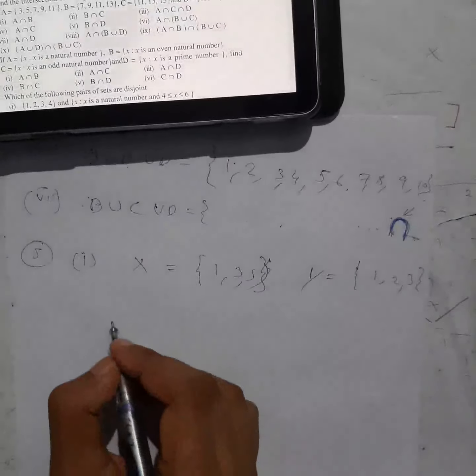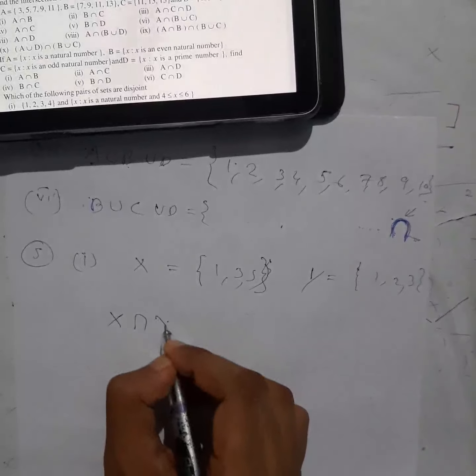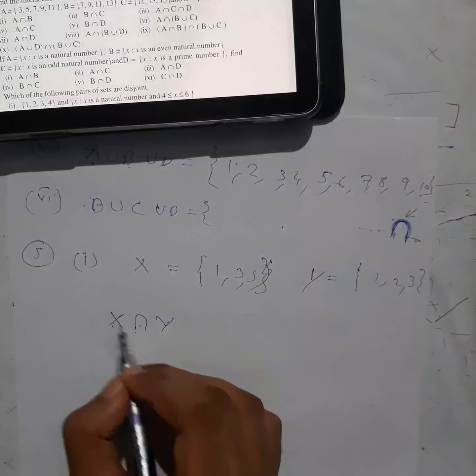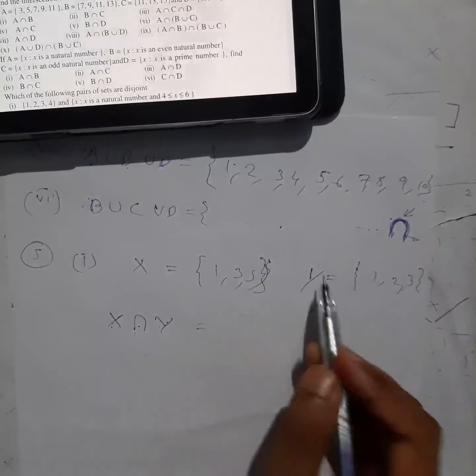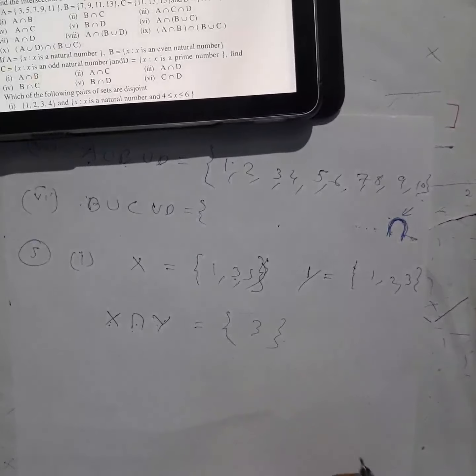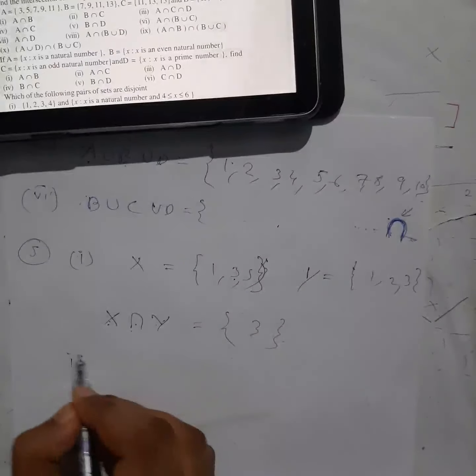Now I have to find the intersection. Intersection means this symbol, okay? And what is the meaning of intersection? Common elements between X and Y. So between X and Y, what is the common element? Only 3. So here the element will be 3. Simple question. Okay. Number 2.